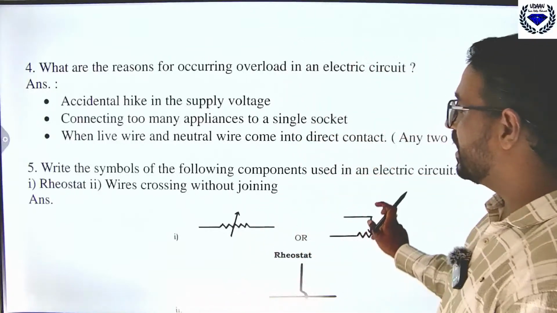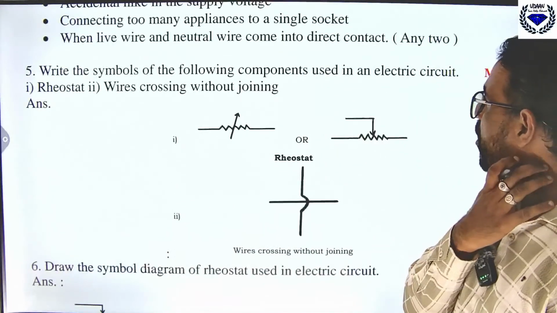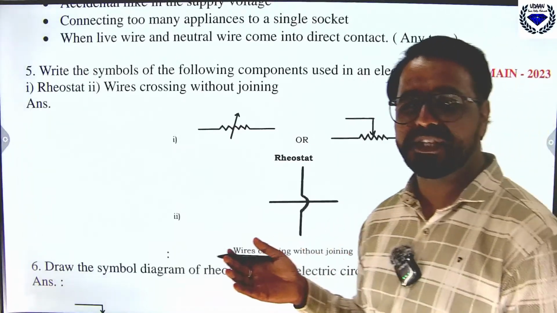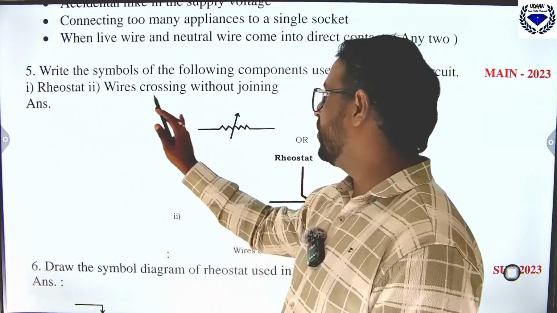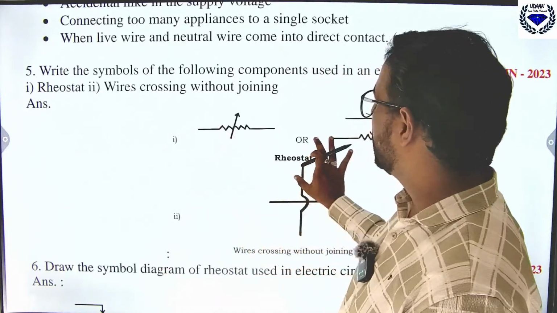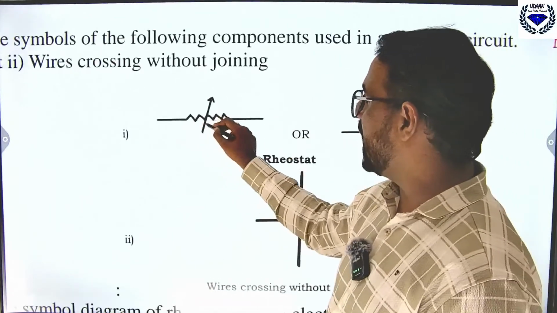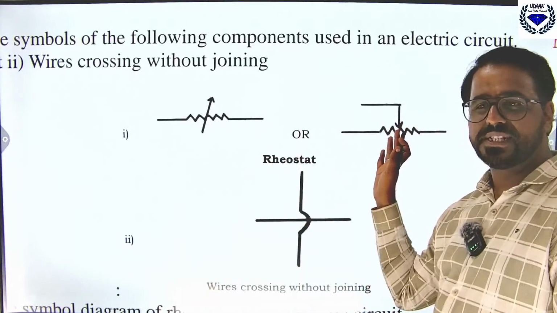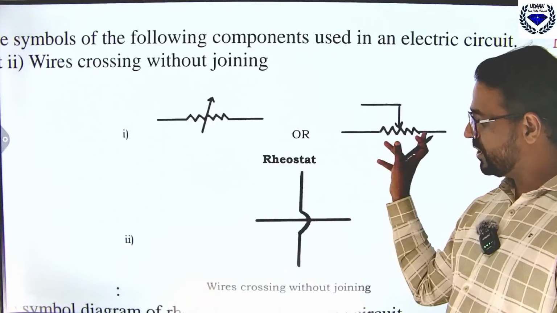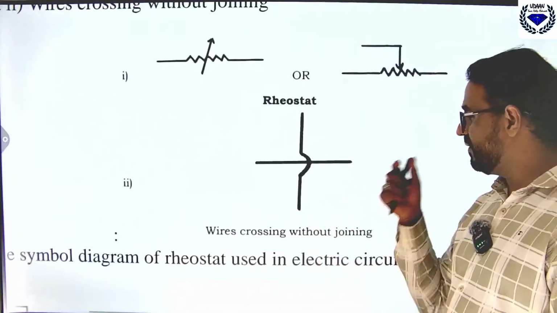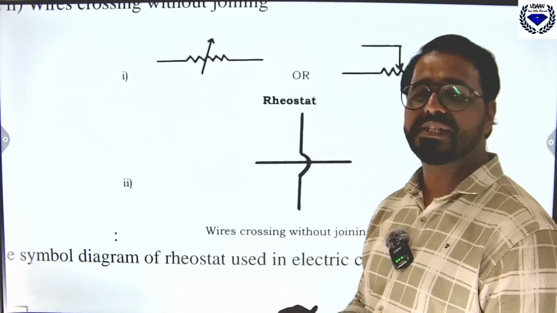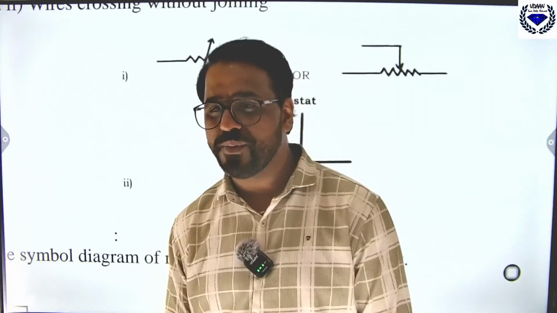Okay. Then write the symbols of the following components used in an electric circuit. It has come in the main examination 2023. So you can see rheostat. This is the figure for rheostat. So for rheostat, just draw a resistor, one single line, or this variable resistance it is called, or this is rheostat, and wires crossing without joining. So this is a wire and the other wire which is crossing without a joint. So I hope you got this.